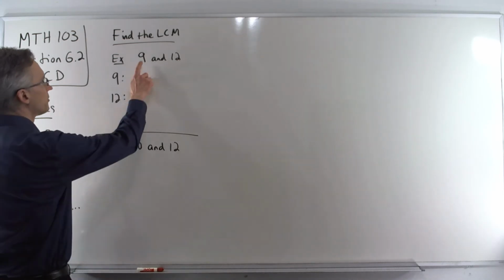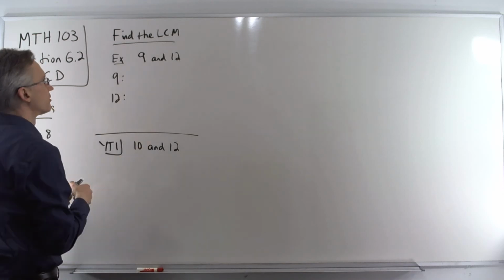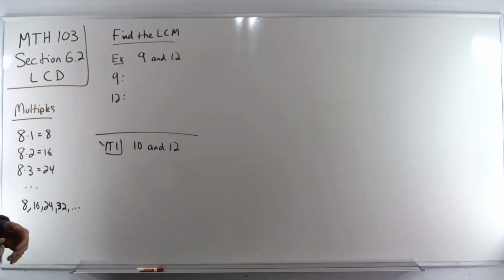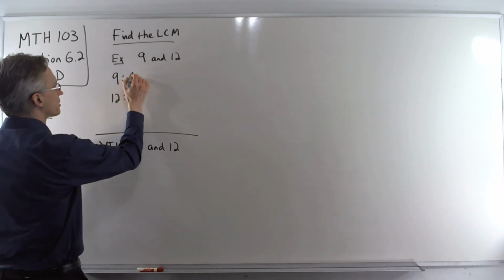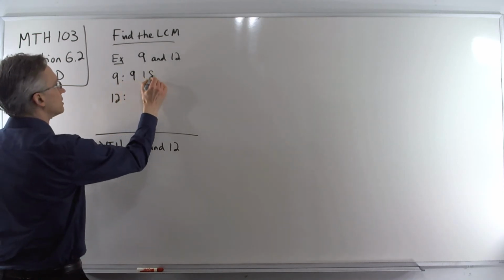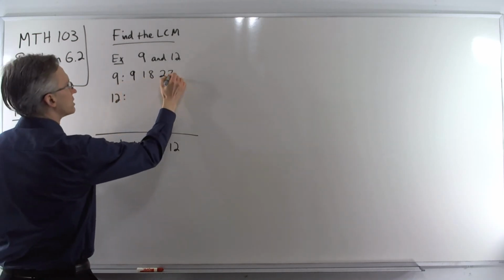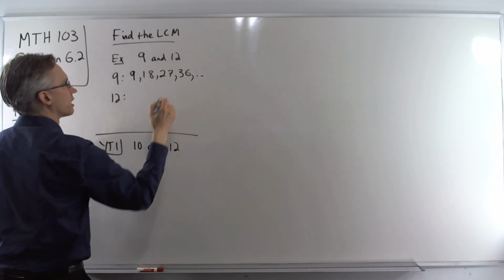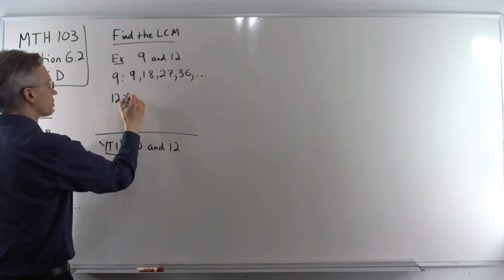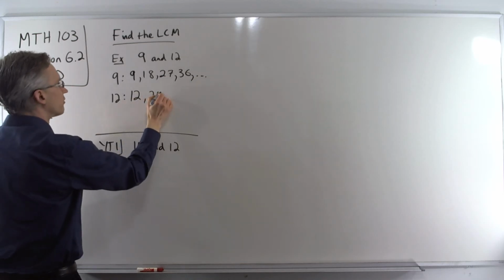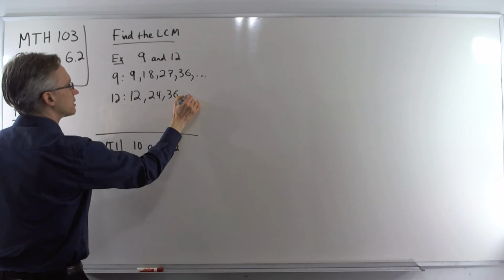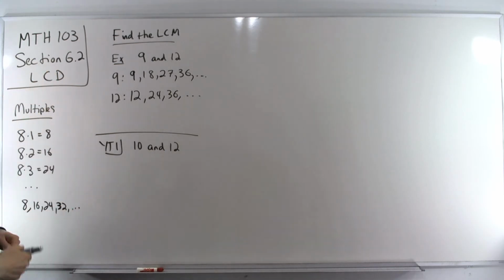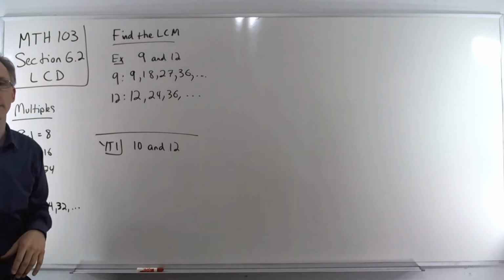So to find the LCM of 9 and 12, all right, LCM being least common multiple, we're going to write out the multiples of 9. So we got 9, 18, 27, 36, and it goes on like that. And for 12, we got 12, 24, 36, and it goes on like that. So basically we're counting by 9s, counting by 12s.